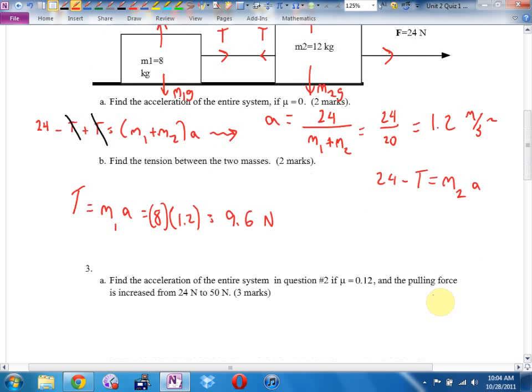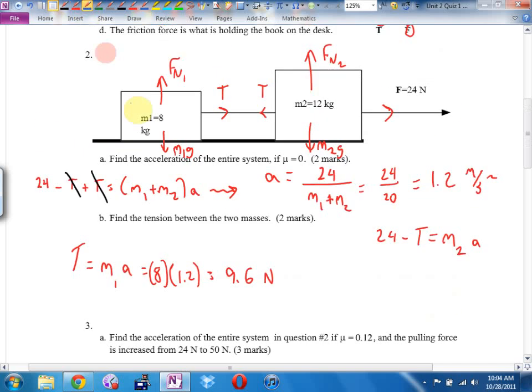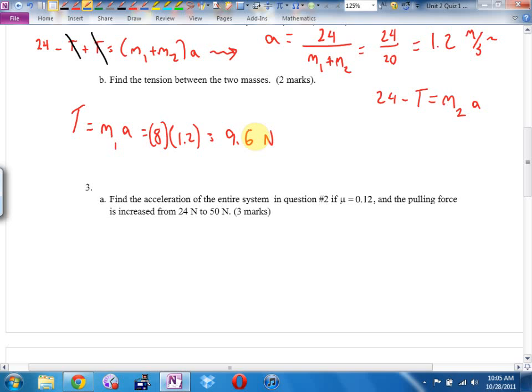All right. It says, find the acceleration of the entire system in question 2 if now there is a coefficient of friction and the pulling force is increased from 24 to 50 newtons. So I'll add this for the next one. I would have friction force 1 and friction force 2. So now my equation is going to look like this. Winner minus tension minus friction force 2 plus tension minus friction force 1 equals M1 plus M2 times A. Tensions still cancel.